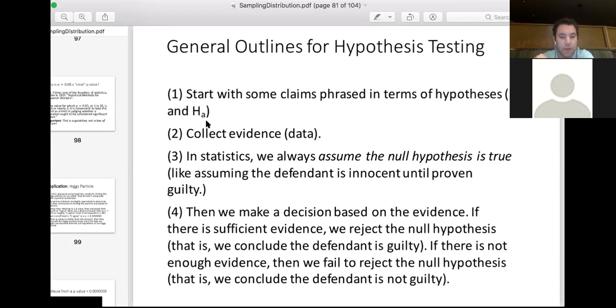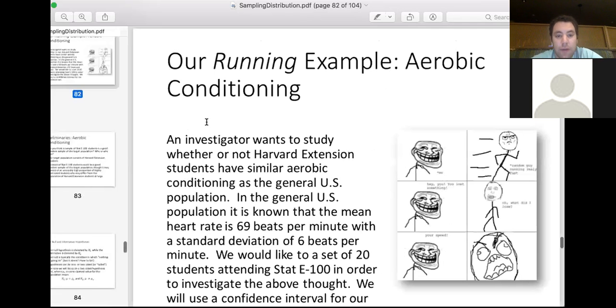If there is sufficient evidence, we reject the null hypothesis. That is, we conclude that the defendant is guilty. If there is not enough evidence, we fail to reject the null hypothesis. That is to say that in the legal sense, we can conclude the defendant is not guilty.